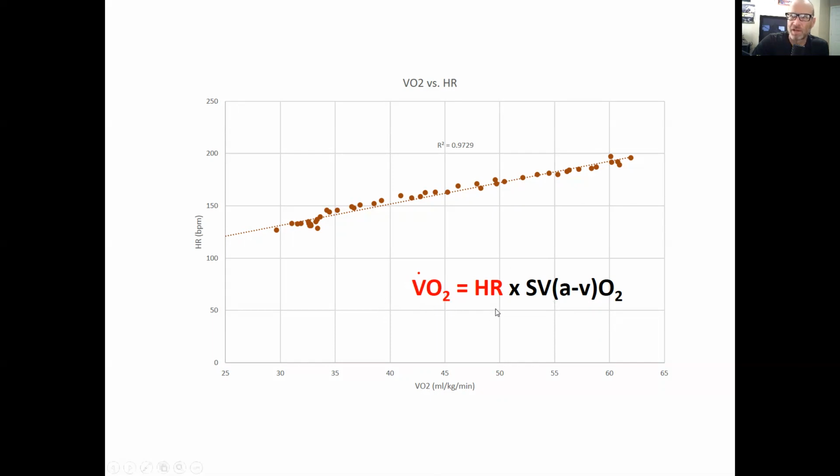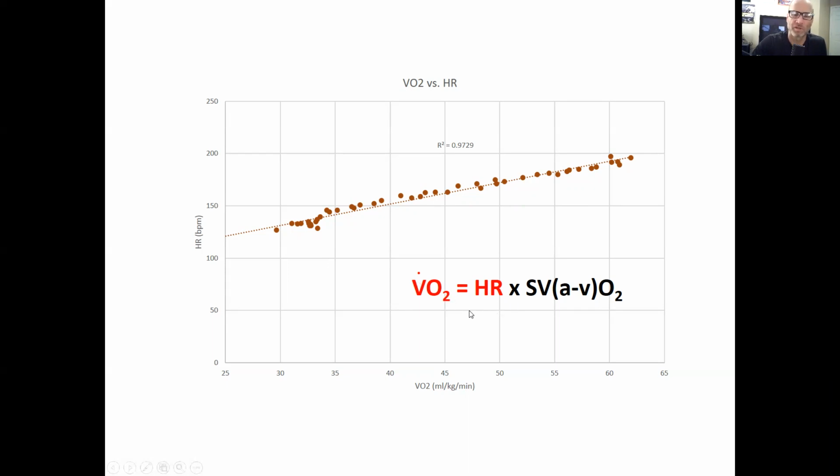That relationship holds up as long as stroke volume and AVO2 difference change in a predictable manner. If these change unpredictably, then this relationship between heart rate and VO2 is disrupted. For example, if you become dehydrated, if you have a reduced blood volume, your stroke volume could change in an unpredictable manner during exercise, and that disrupts this relationship between heart rate and VO2. But in general, we're able to have an understanding of rate of oxygen consumption by measuring heart rate.